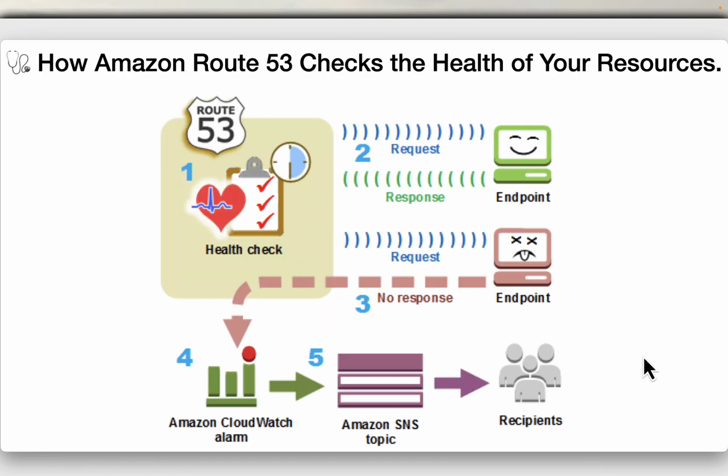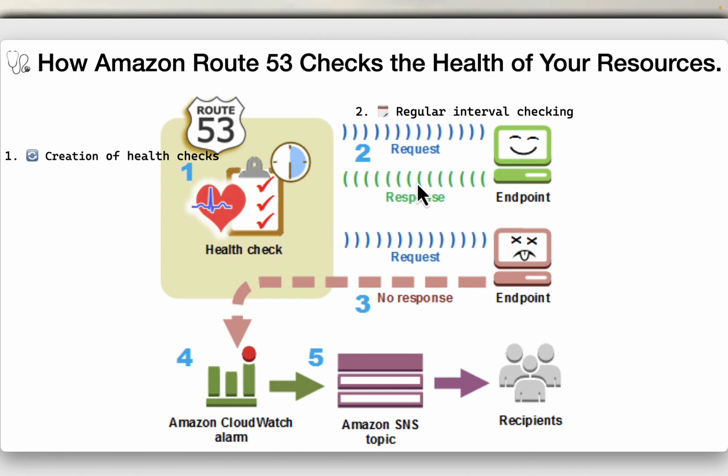So now next is how Amazon Route 53 checks the health of your resources. So internally Amazon Route 53 has health checkers. So let's see how they work. First, creation of health checks. So you define health check parameters including endpoint IP or domain, protocol, and request interval and failure threshold. So you define all this.